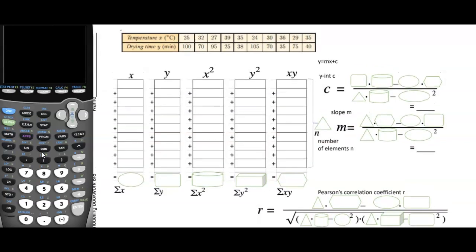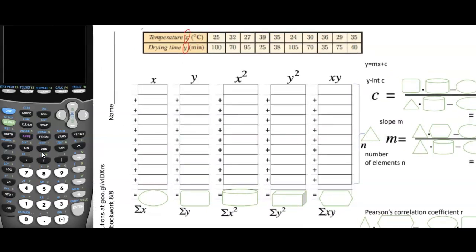So first thing we're going to do is take our X and Y values. They were very nice. They told us which one's X and which one's Y. And we're going to copy these rows vertically into these columns. So instead of 25, 32 across, we're going to put 25, 32, 27 down. I'm just going to write all the X values going down the column instead of going across, my first step.